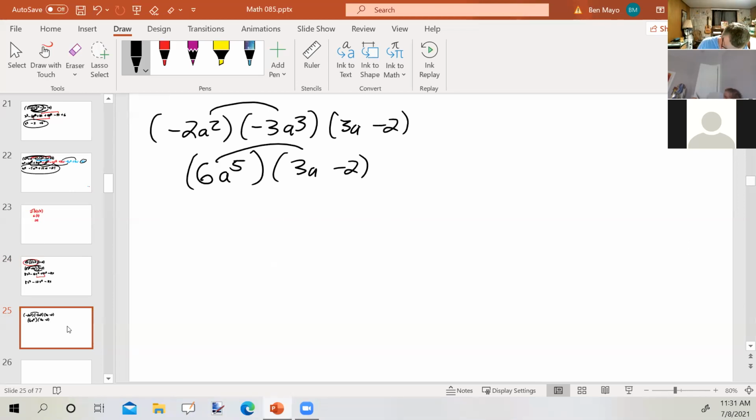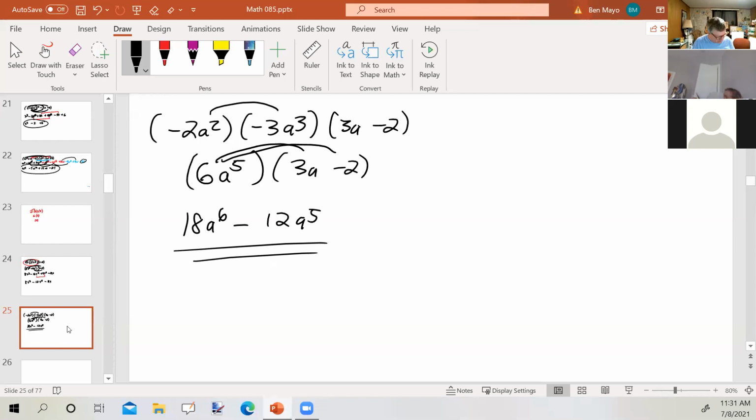So now we're going to distribute. 6a to the 5th times 3a is 18a to the 6th power. 6a to the 5th times minus 2 is minus 12a to the 5th power. These are not like terms, so there's our final answer.